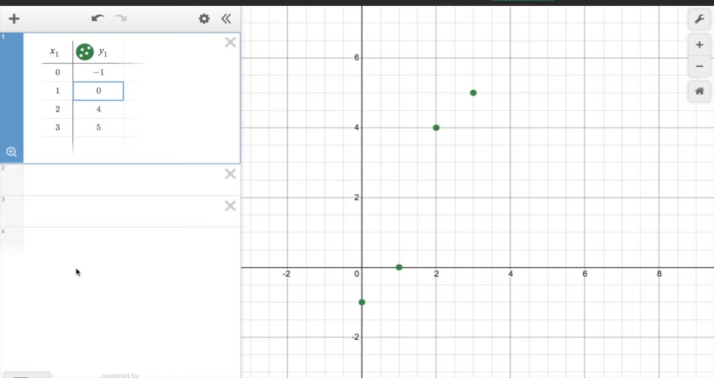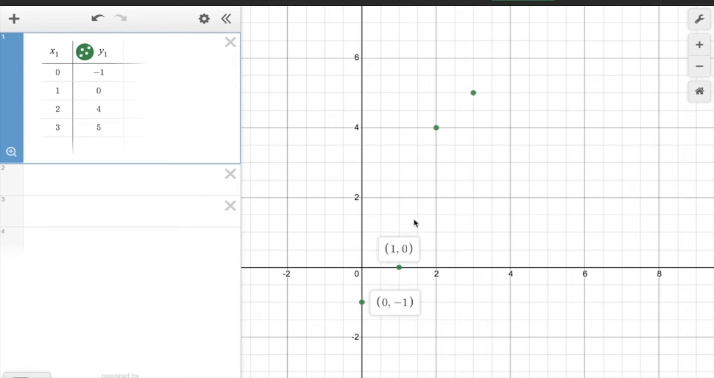Well, I've created here a table of values. You can see the values of the x and the y for this relation. The x is going up by 1: 0, 1, 2, 3, and these are the corresponding y values. And I've used this program Desmos to plot them. So you can see those points there.